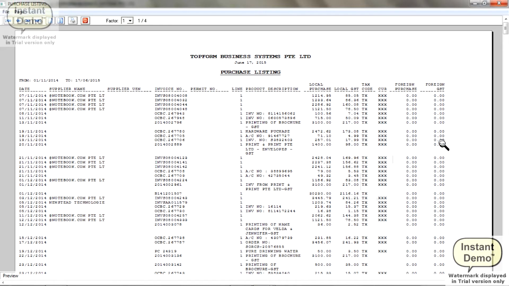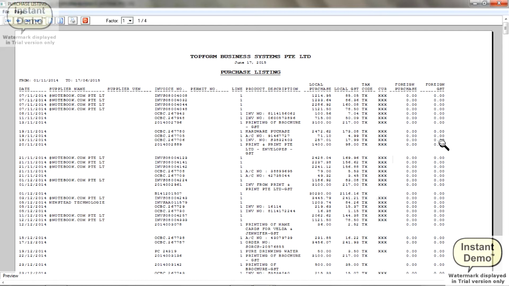Now, you can imagine record by record, every supplier's invoice represents a purchase transaction. If you have 1,000 supplier invoices for the entire year, you will need someone to just sit there for weeks, even months, and input all this data. Don't you think that it's going to cost you a bomb?